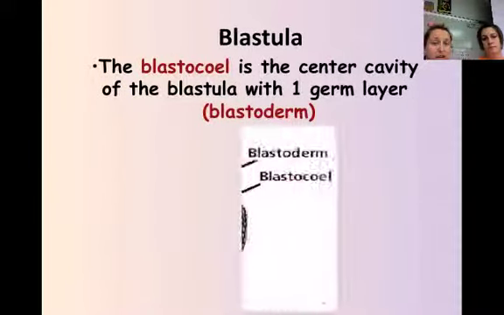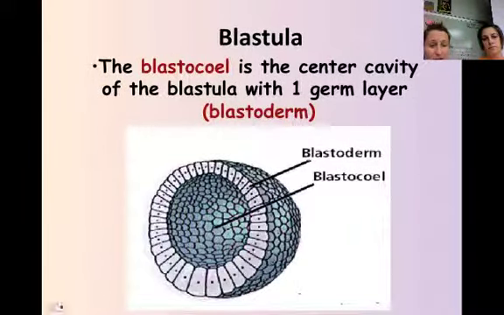So the blastula is going to have just these two main parts, all right? Remember, coel basically means cavity or space. And so the blastocoel is this inside space. It's the center cavity of the blastula, and it's going to have one germ layer called the blastoderm. Notice that it says derm, okay? Derm means skin in science. It's basically like the skin of the cell. It's just that outside part.